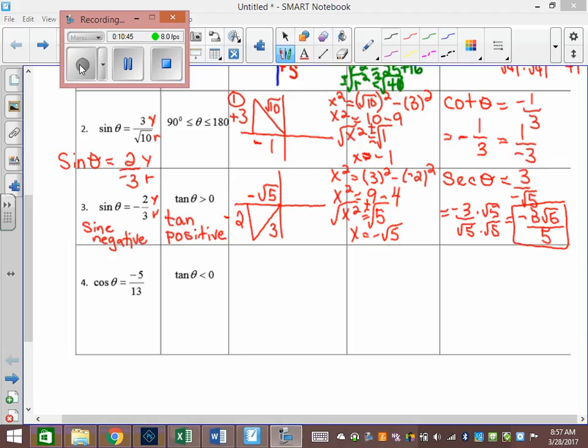You try the last one. We want the quadrant where cos is negative and where tan is negative. What quadrant is that? 2, because that's where sine is. The only thing that's positive there is sine.